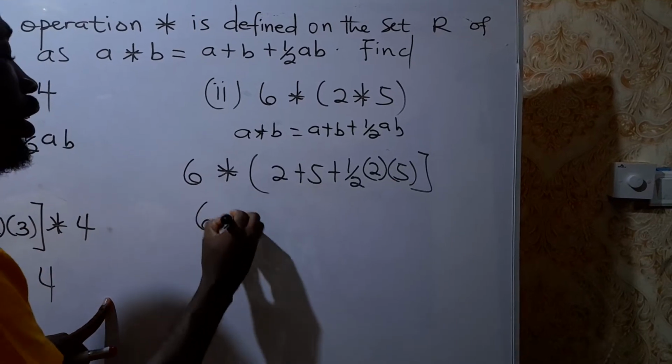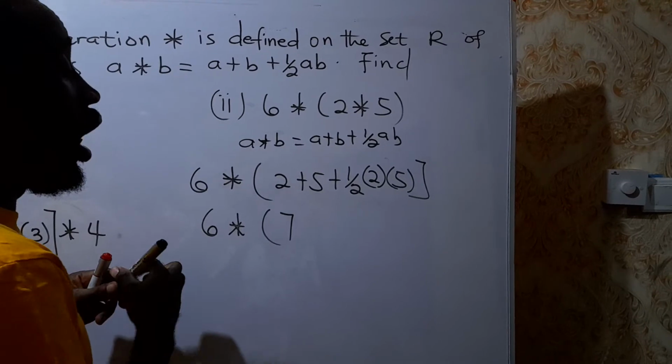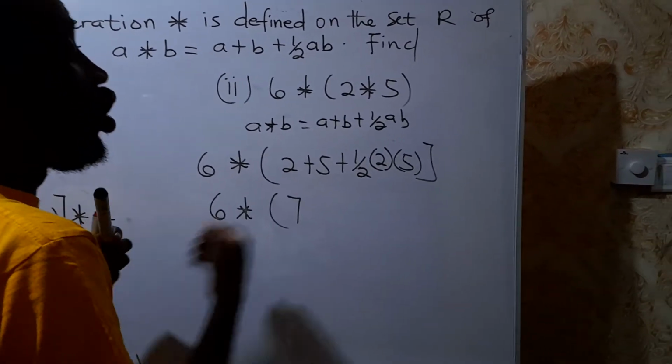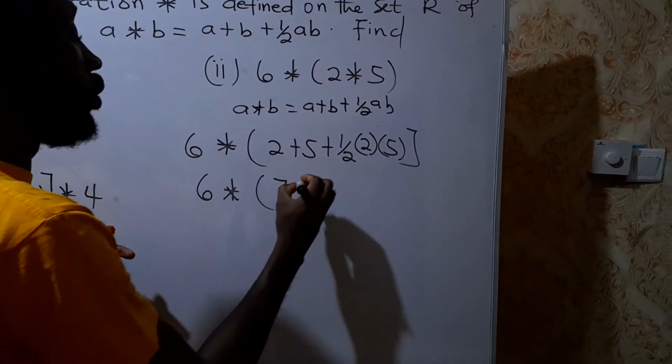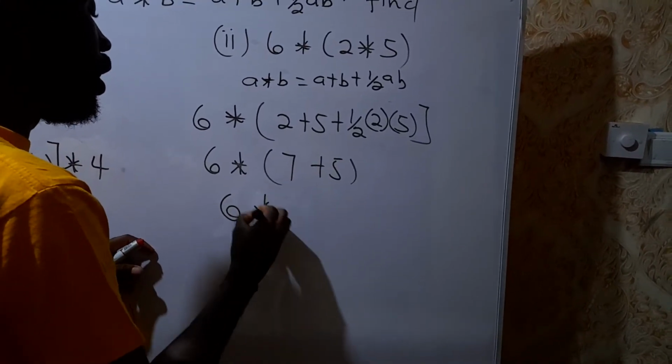You can have 6 star 2 plus 5 is 7. Half times 2 is 1. 1 times 5 is still 5. So we have 6 star 12.